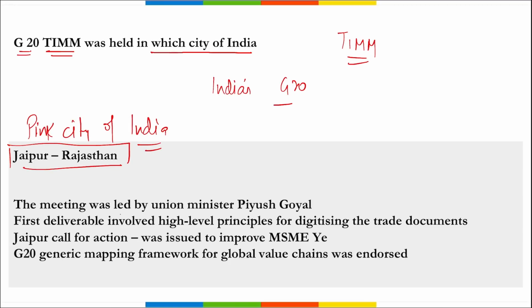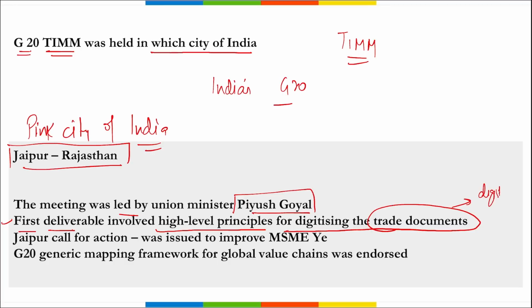Right. Then this meeting was led by Union Minister Piyush Goyal. The first deliverable, or we can say this meeting concluded with the finalization and adoption of the G20 trade and investment outcome. There were some key documents and some key points that you need to remember here. First among them involved high level principles for digitizing the trade documents, right? That we should focus on digitization of these trade documents.